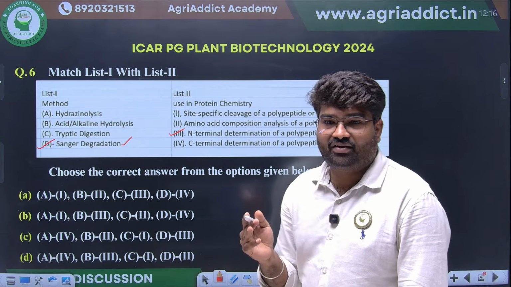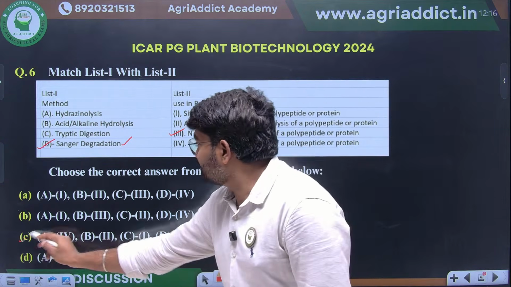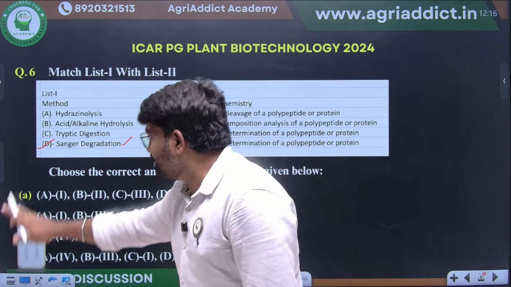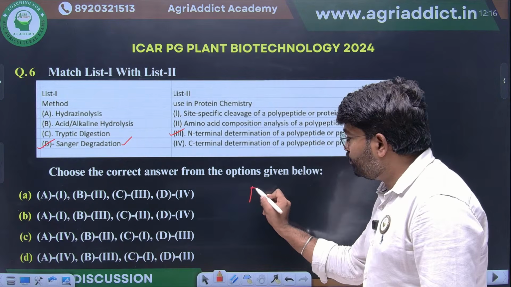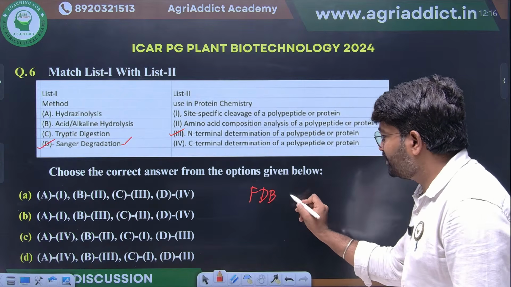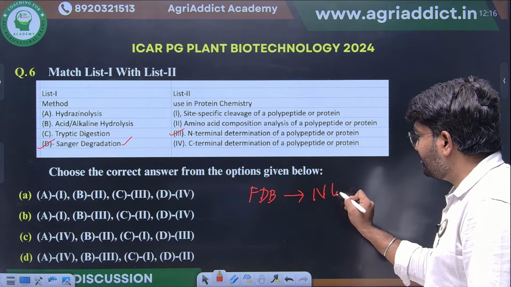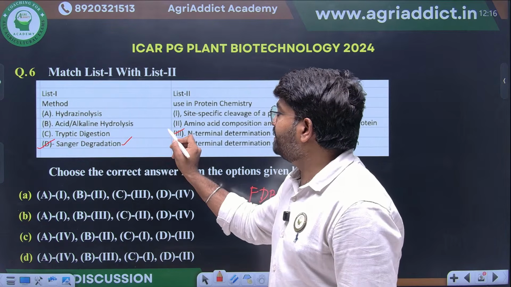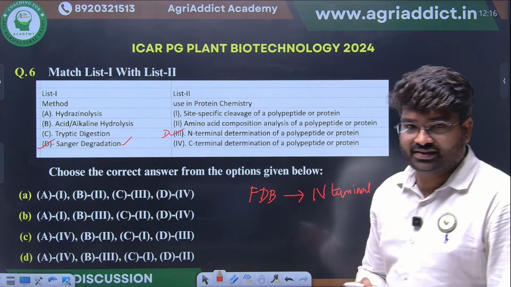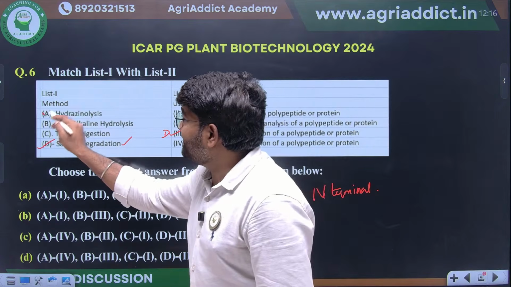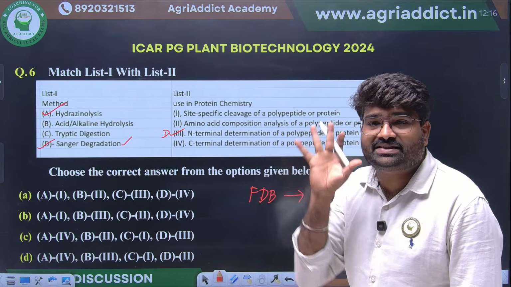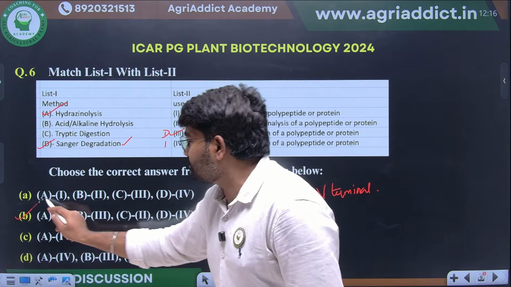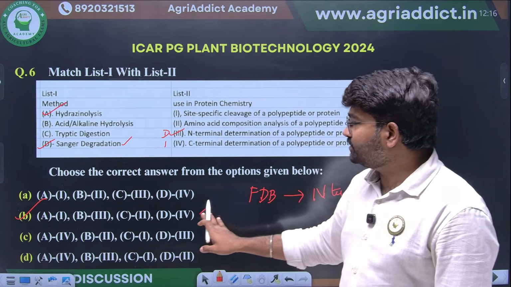This is clear for everyone. Yes, the N terminal of the amino acid we can determine. How are we determining the N terminal? We are using fluorodinitrobenzene. This will go and bind with the N terminal, so the N terminal we can determine by using this Sanger method. Then hydrazinolysis is specific for C-terminal determination. So A will come under option 1, and D will come under option 4. So this is the right option.